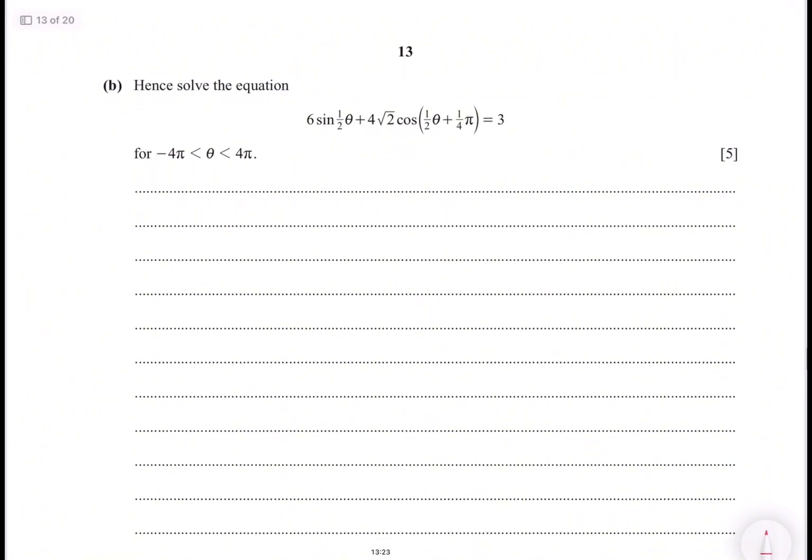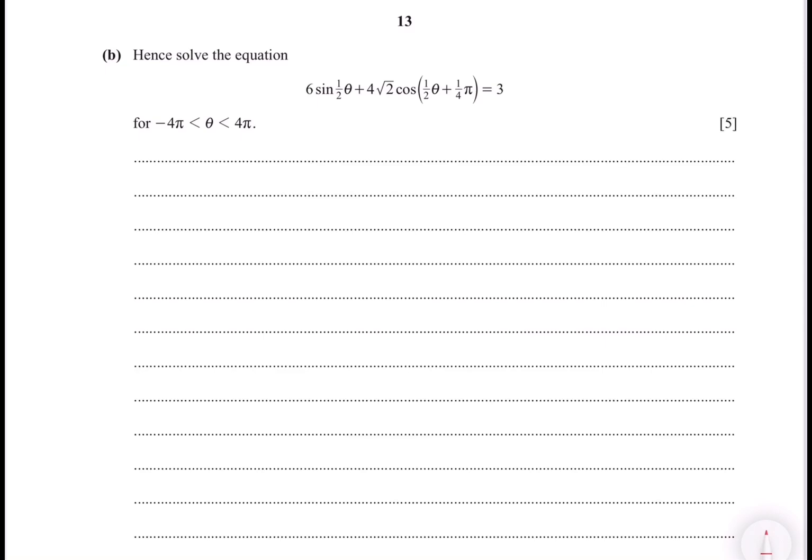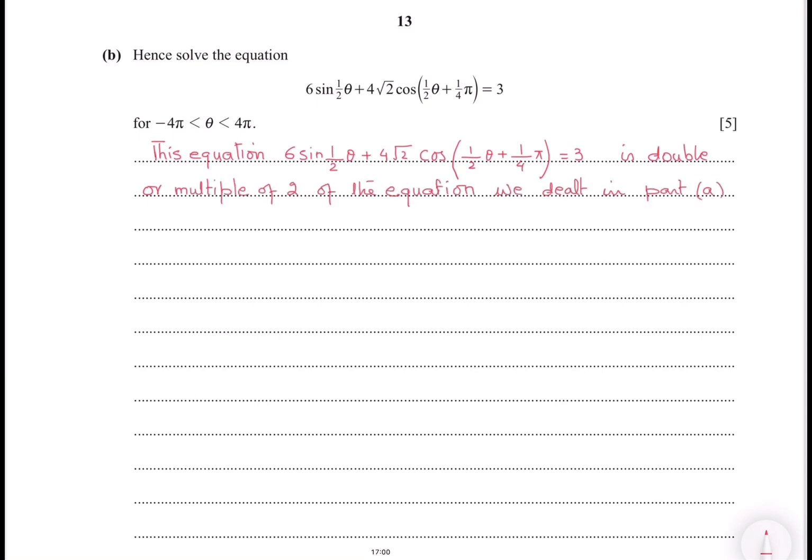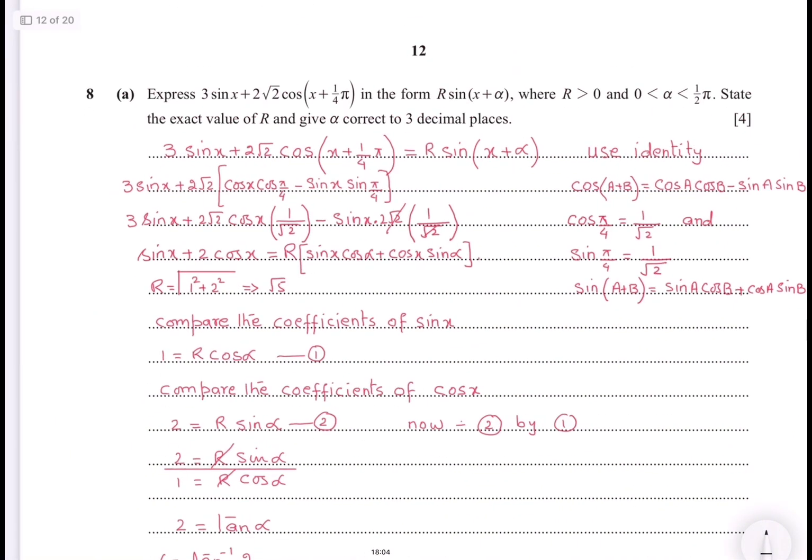In part B, it says solve this equation, and the range is theta less than 4 pi and greater than negative 4 pi. So this given equation is actually, if you see the previous main equation, double of that, a multiple of 2. So this equation is double, or the multiple of 2, of the equation we dealt with in part A. So this was our equation in part A.